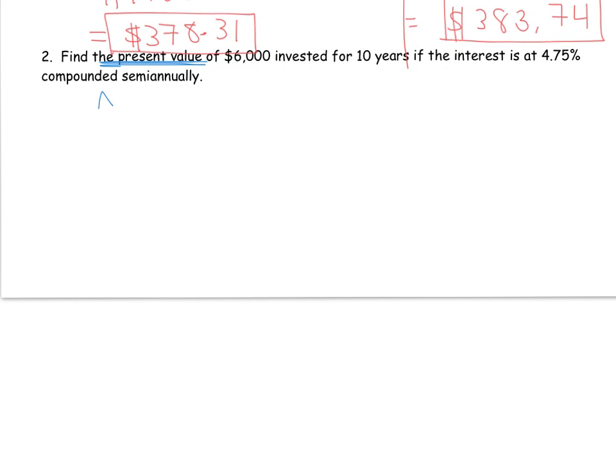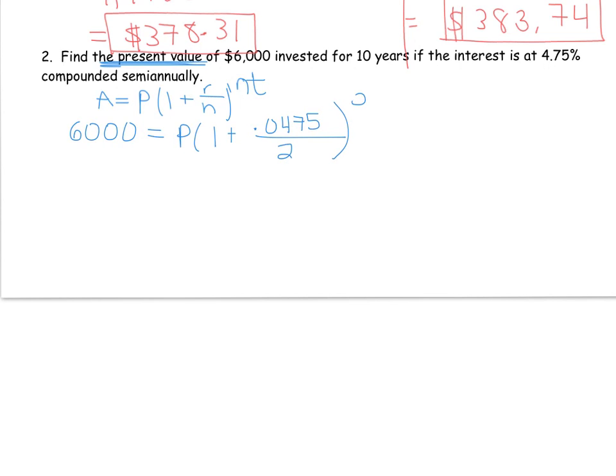Once again, I'm just going to write my formula. Sorry, my pen's not working. Okay. So we're walking away with $6,000. We've got a rate of 0.0475. And we are compounding this semi-annually, so 2, raised to the 2 times 10.